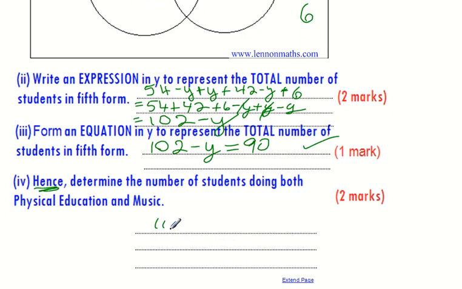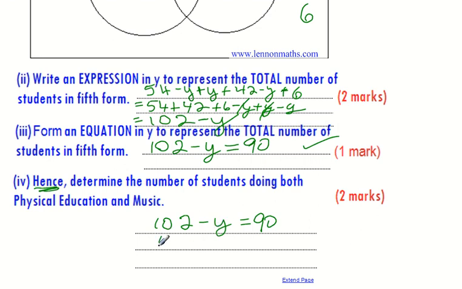Let's put it down. 102 minus y is equal to 90. How do we solve that? Well, there are a number of ways we can solve it. We can subtract 102 from both sides. We can say, since y is negative, we want y to be positive. We can add y to both sides to remove it from this side. Let's use this method. Add y to this side.